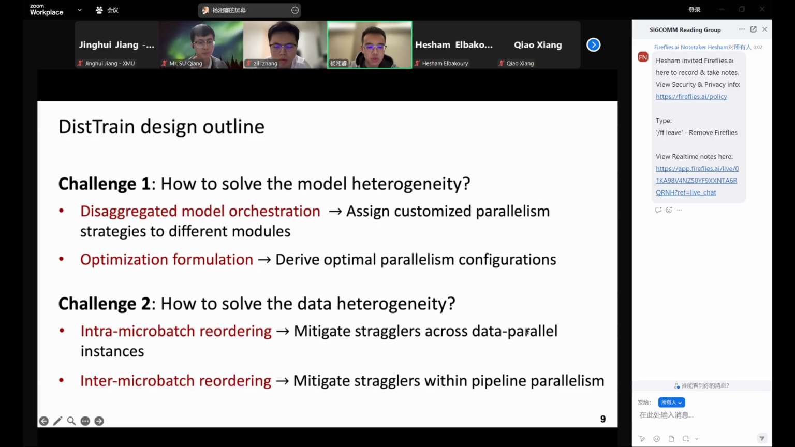It uses intra-microbatch reordering to strategically rearrange the data samples distributed across data parallel workers, which balances the workload and mitigates the struggler problem. Then DistTrain uses inter-microbatch reordering to smooth out the flow of data within the pipeline, which minimizes the pipeline bubbles. Together, these two strategies allow DistTrain to adapt to the diverse and dynamic nature of multimodal training data.